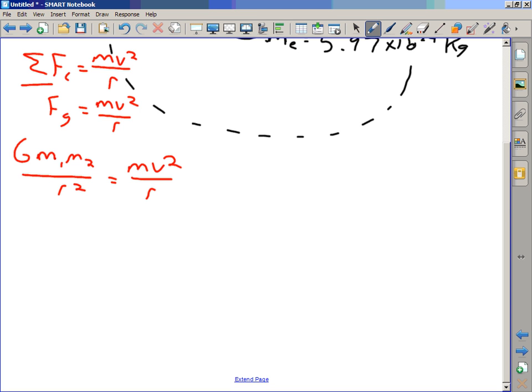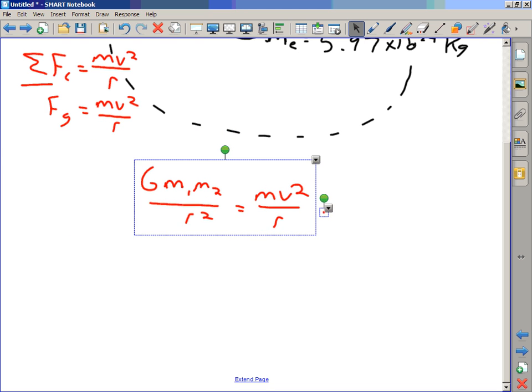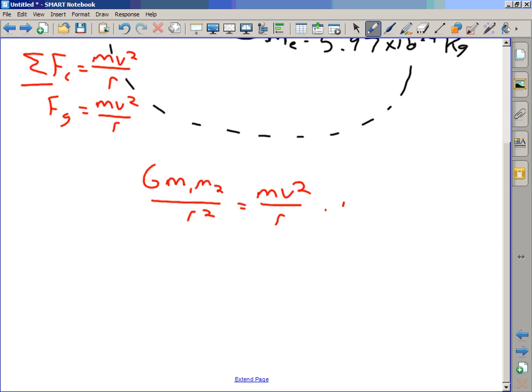So to get the velocity by itself, the first thing I'm going to want to do is multiply each side by r. You see that? So multiply each side by r. Let's grab this entire thing right here, drag it, multiply by r, multiply by r. That way the r's cancel out, yeah? And this r is going to cancel one of those r's. Yes? Okay. So now I'm left with G m1 m2 over r equals m v squared.